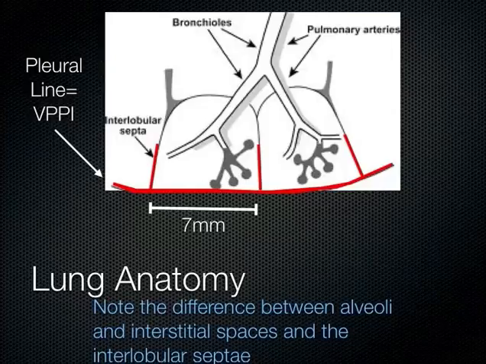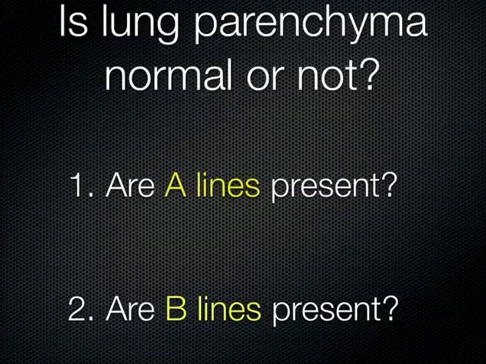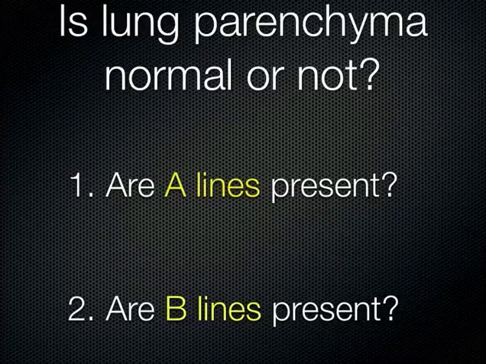And the way that we ascertain that is to look for some artifacts that are classic in certain situations. One is A lines and one is B lines, and of course you're asking, what are A lines and what are B lines, and we're going to explain all that. A lines are horizontal artifacts. They're repetitive, they're from reverberation due to ultrasound waves that have gotten trapped at the pleural line.